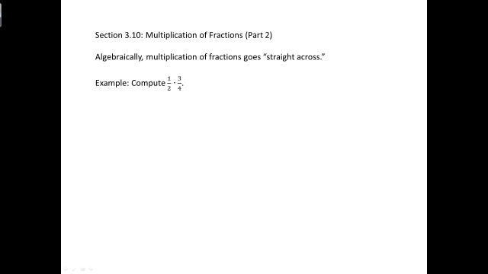Section 3.10, Multiplication of Fractions. Algebraically, multiplication of fractions goes straight across. This means you multiply the numerators and you multiply the denominators together. Example, compute 1/2 times 3/4. We multiply the numerators together, and we multiply the denominators together. This is where the language straight across comes from. 1 times 3 is 3, and 2 times 4 is 8. 1/2 times 3/4 is 3/8.